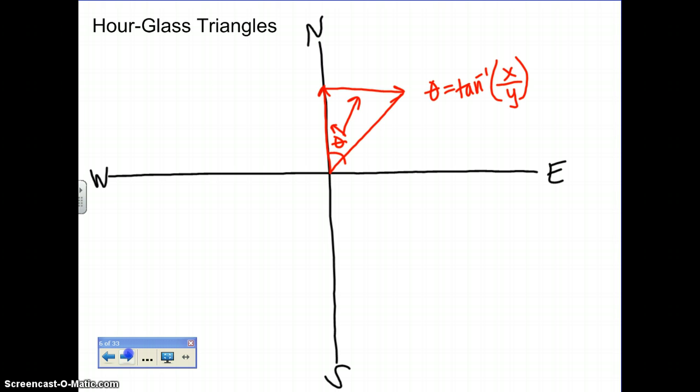You headed north first, second, sorry, you headed east second. So this is called east of north. Do you have a positive x? Yuppers. Do you have a positive y? Uh-huh. Okay, let's move on to the next one.